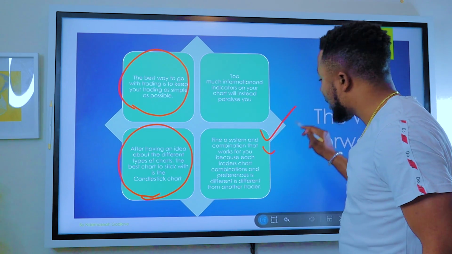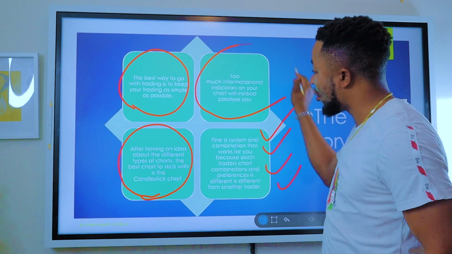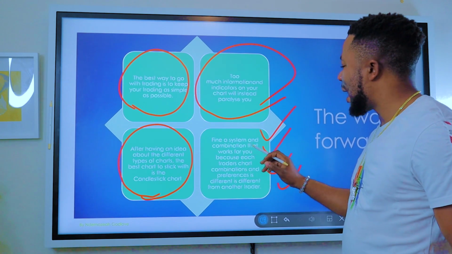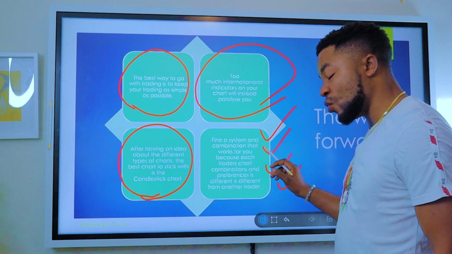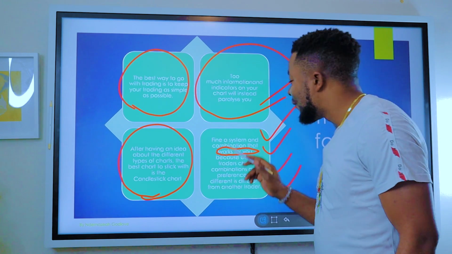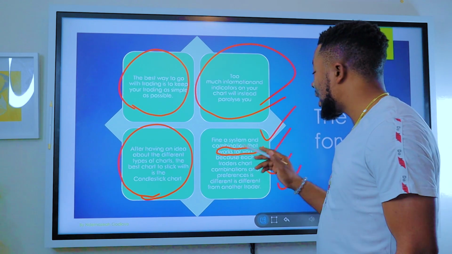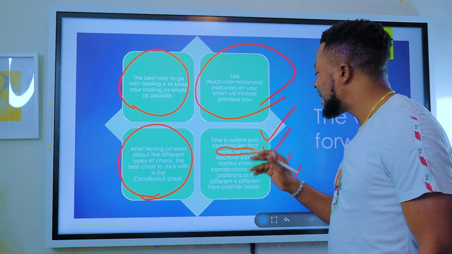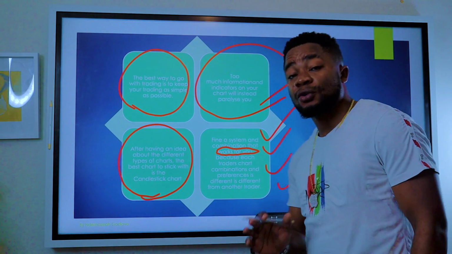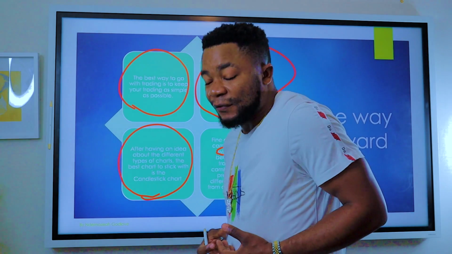All right, and then find a system. This one is very, very important. We've already covered that. With this one, they say find a system and combination that works for you. That works for you. This is very important. Find a system and combination that works for you, because each trader's chart combination and preferences is different from trader to trader. All right. My system of trading might not be the same as your system of trading. Your system of analysis might not be the same as my system of analysis.